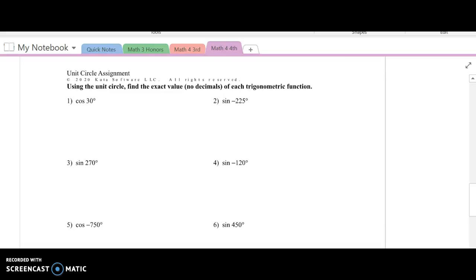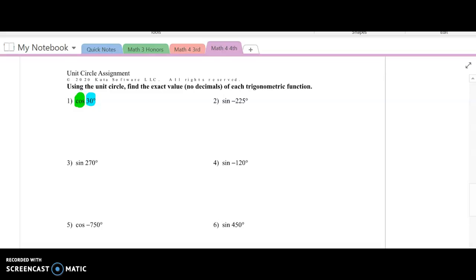We're going to be using the unit circle to find the exact value, no decimals, of each trigonometric function. Exact value means not something like 0.71 or 0.5 or anything like that. We want to do the exact value. So we have cosine of 30. There are 2 important parts that we need to recognize. We have 30 degrees, and then we also have cosine.